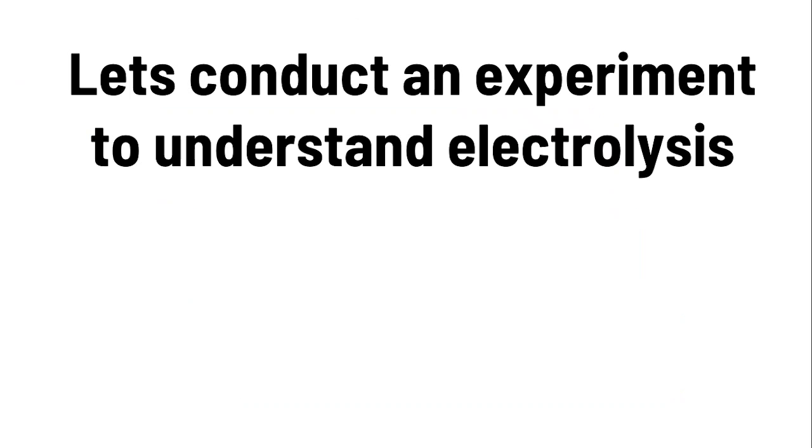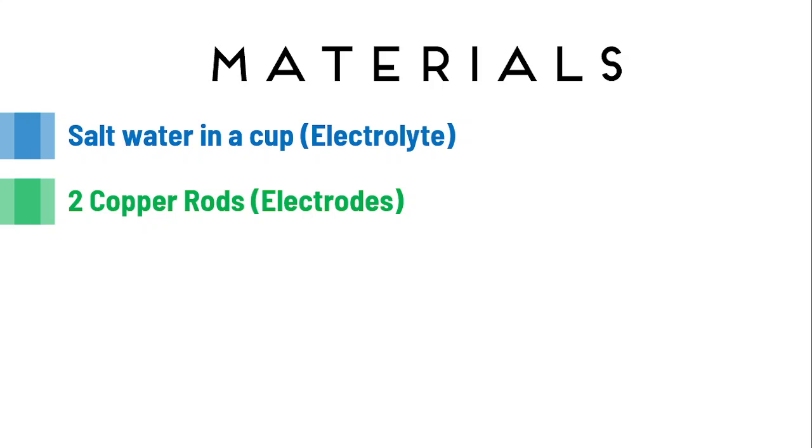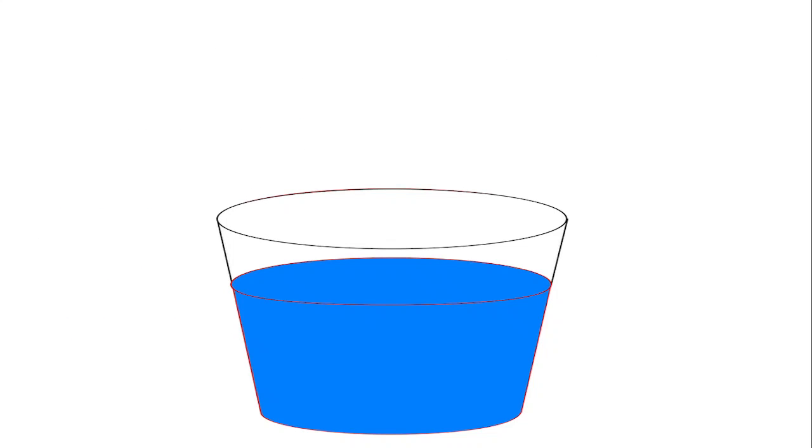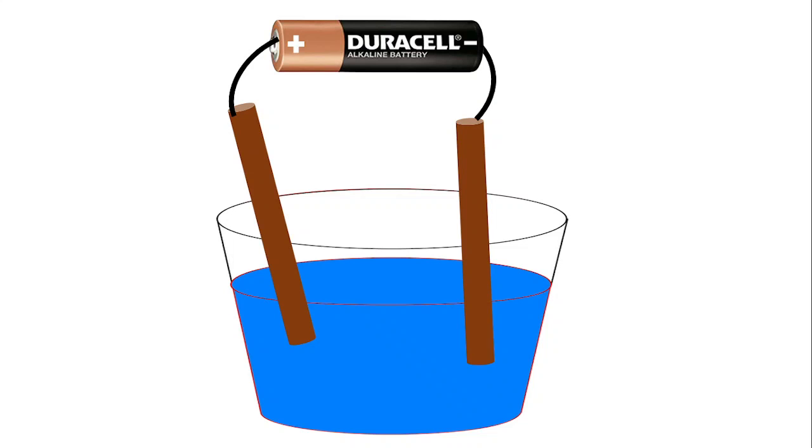Let's conduct an experiment to understand electrolysis. The materials required: salt water in a cup, which will be used as the electrolyte, two copper rods, which will function as the electrodes, wires, and battery or cell. So we should have a cup with salt water. Two electrodes should be dipped in salt water, and these two electrodes should be attached with wires to a cell.